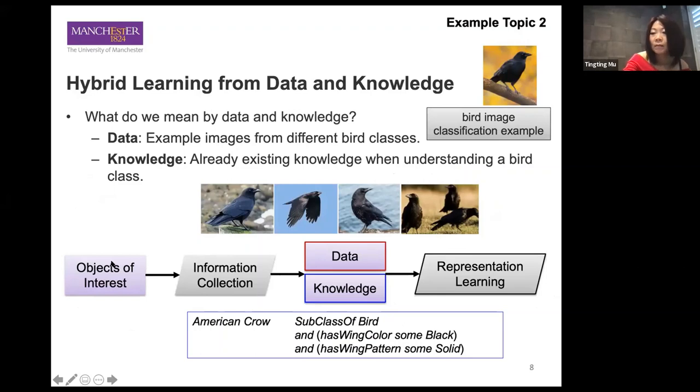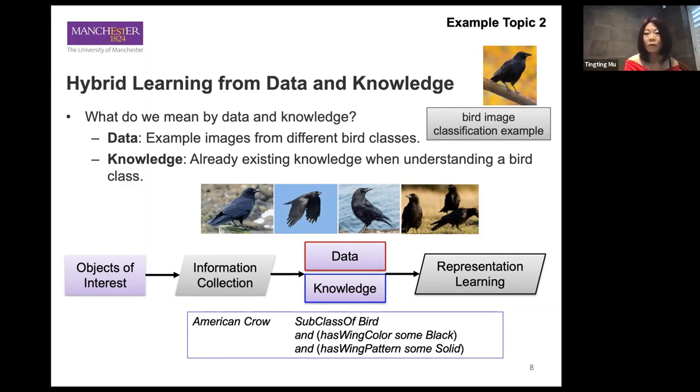Okay, so the next topic is hybrid learning from data and knowledge. This is another topic we're interested in. I'm going to start by explaining the difference between data and knowledge using a bird image classification example. In this task, when you have an input image, the model is supposed to tell you what bird type this image shows. In this top right image, it's an American crow.